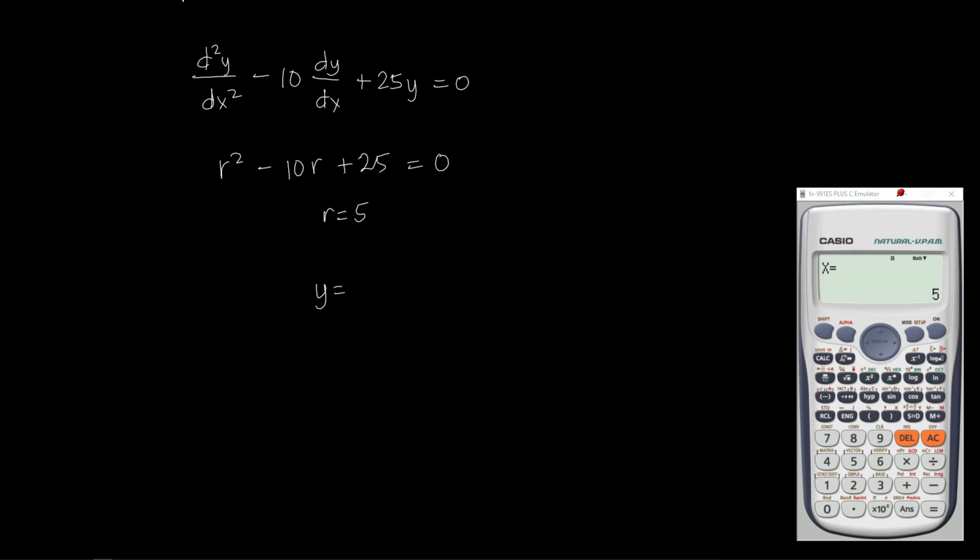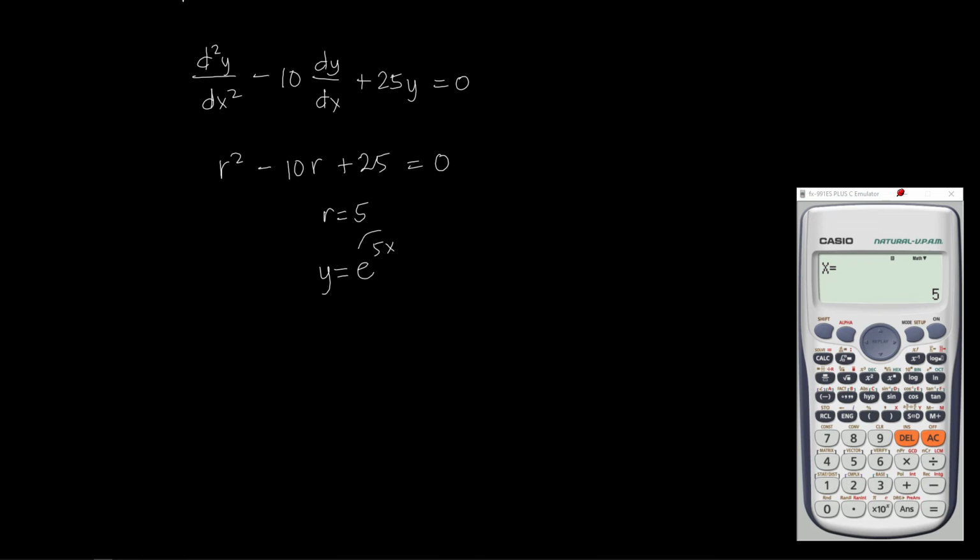Y is equals to A e raised to 5x plus B e raised to 5x. Okay. Actually, pwede lang ta isa. Pwede lang isa ha, unta. Ang atong solution would be Y e raised to the power of 5x. Diba?